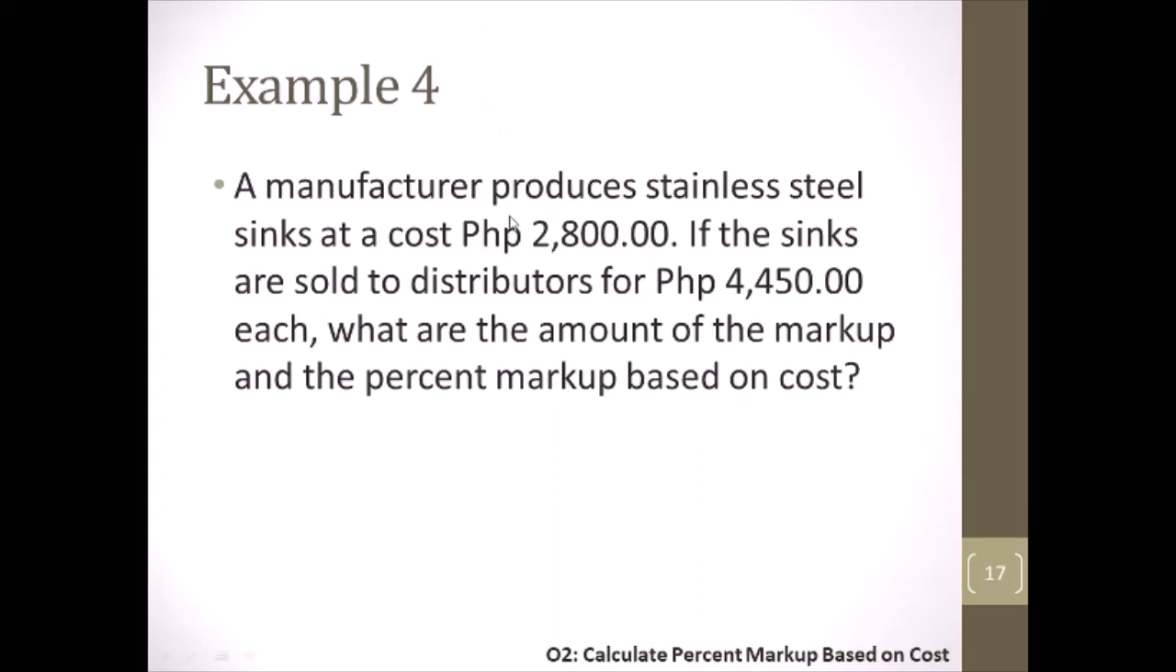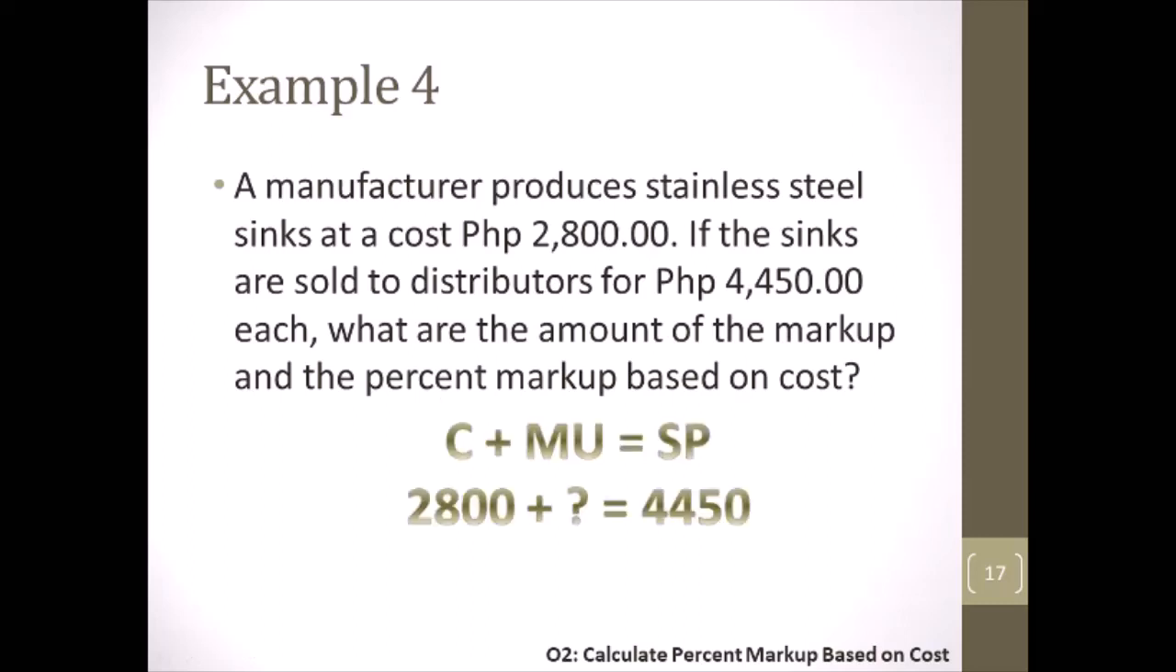So, the cost is 2,800. The sinks are sold at this amount, so this is the selling price. So the missing one, based on our equation, is the markup amount. And then later, we'll have the percent markup based on cost. So what is this markup amount?